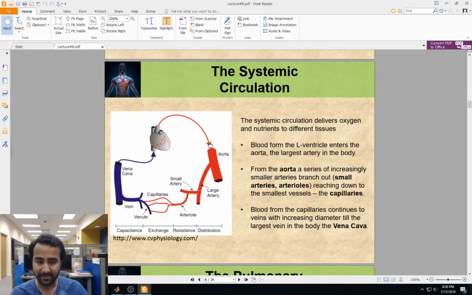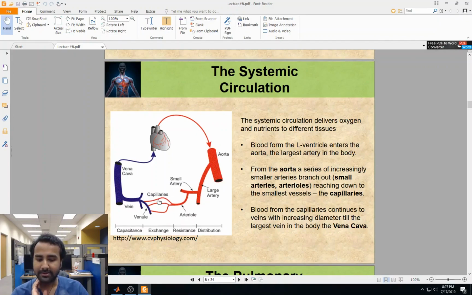So first off, the systemic circulation. So the point of systemic circulation is to deliver oxygen and nutrients to different parts of your tissue. So once blood leaves the heart, it goes through the very large artery, which we call the aorta, and then the aorta starts branching into smaller arteries, and those branch down into even smaller arteries, which we call arterioles, and those branch into what are called capillaries.